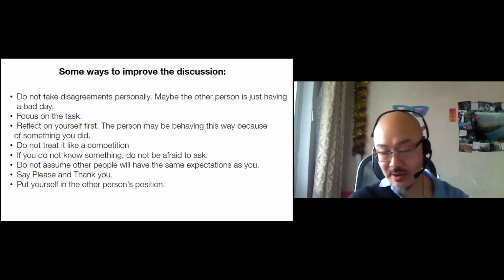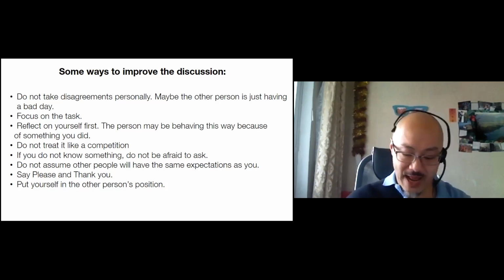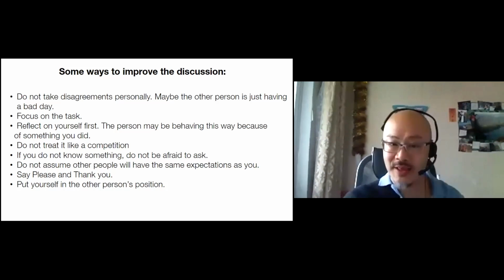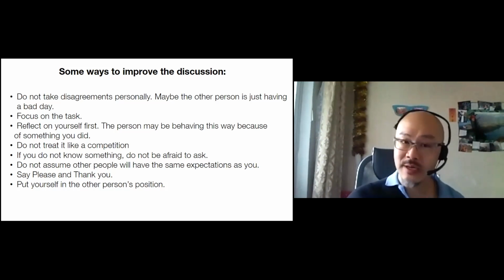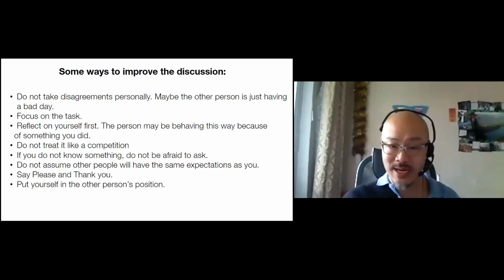Point two, focus on the task, because you're all there for a specific reason. Think about the outcome that you're trying to reach. Reflect on yourself first. The person you're talking to may be behaving in a way that you don't like, maybe a bit brusque or rude, maybe because of something that you did. I'm not saying that's definitely the case, but think about yourself first. Have a think whether it was something you might have done, consciously or unconsciously. Maybe you were also having a bad day, or maybe you're just not seeing eye to eye in some elements.